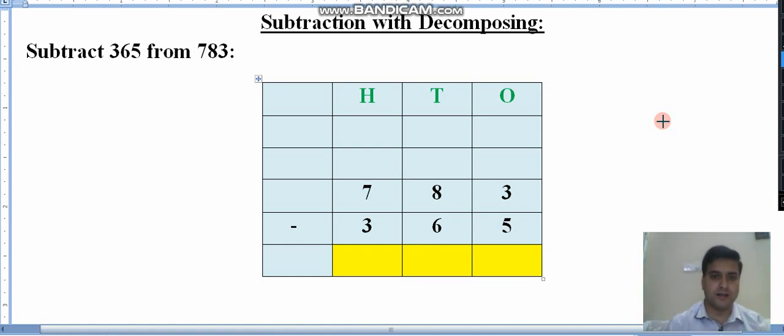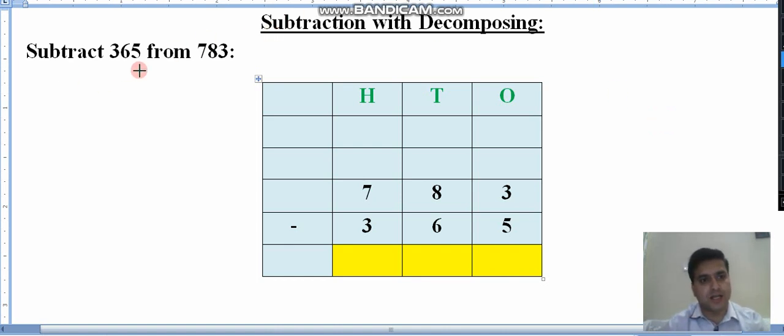Hello my dear children. In the last topic we have done the concept of decomposing. Now let us do some examples related to decomposing.